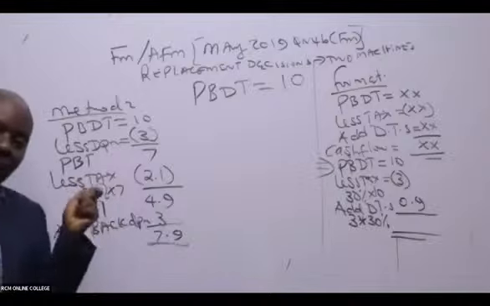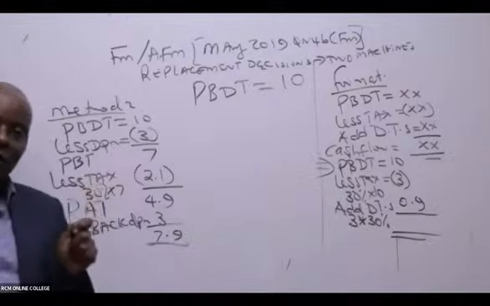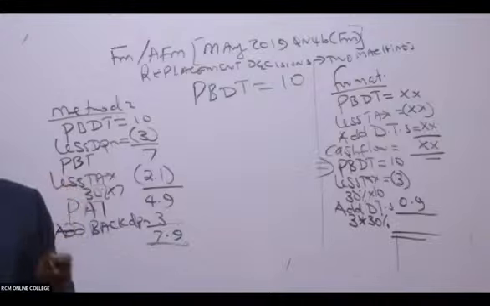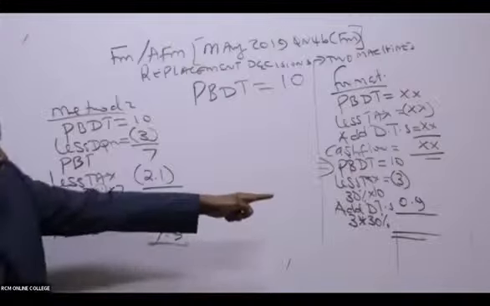Remember here, we add back depreciation the way it is. Not depreciation tax shield, but depreciation. You get the 7.9, which is the figure we got there.